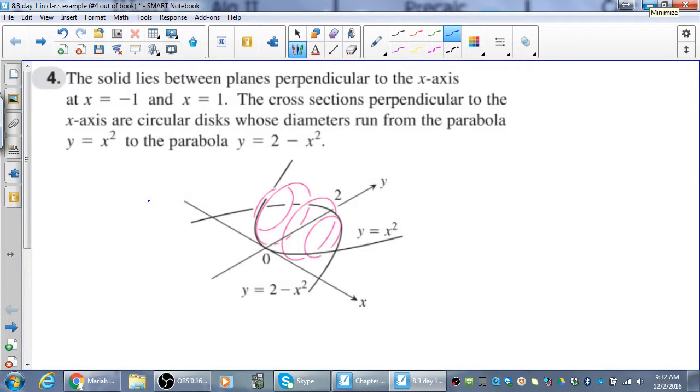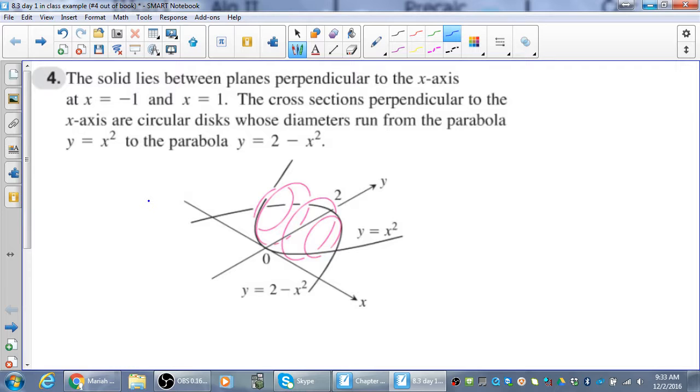All right, the solid lies between planes perpendicular to the x-axis, x equals 1 and x equals negative 1. The cross-sections perpendicular to the x-axis are circular discs whose diameters run from the parabola y equals x squared to the parabola y equals 2 minus x squared. So this looks like a football. If you cut a football and look at the image, you're seeing a circle.